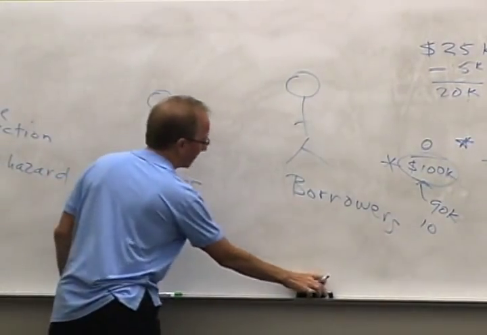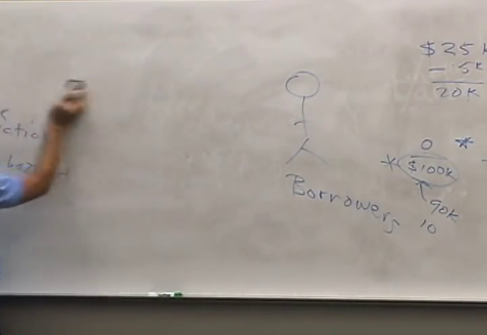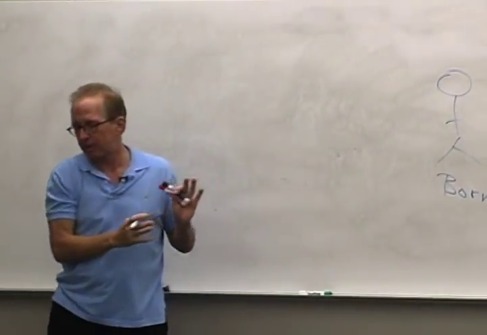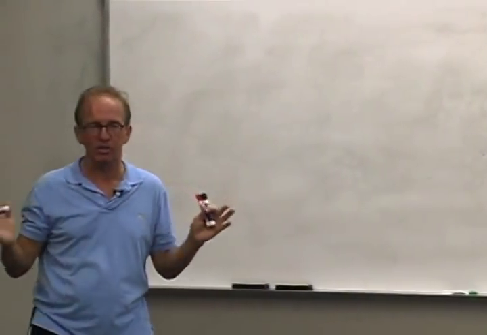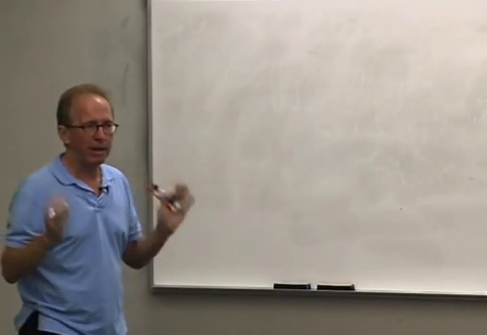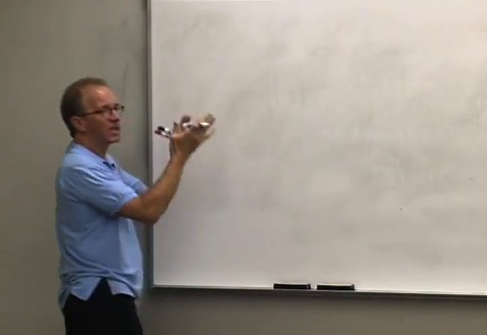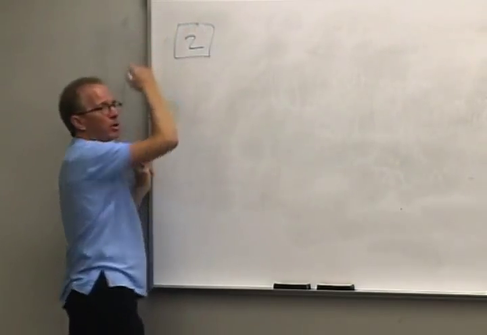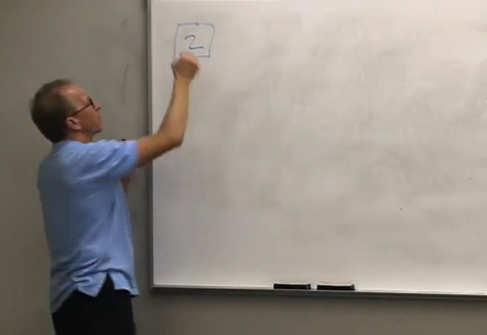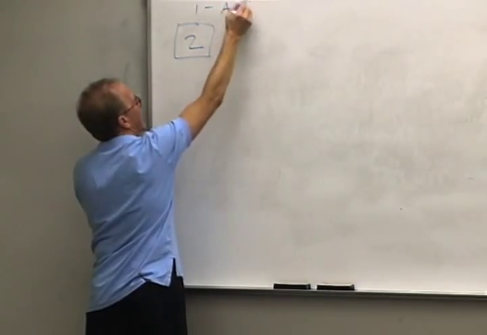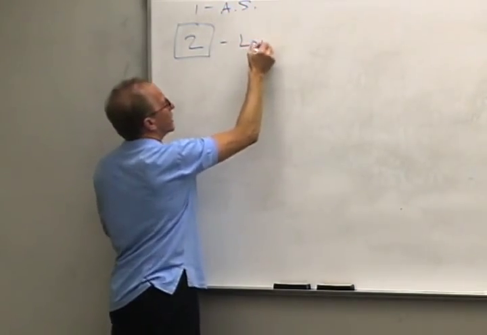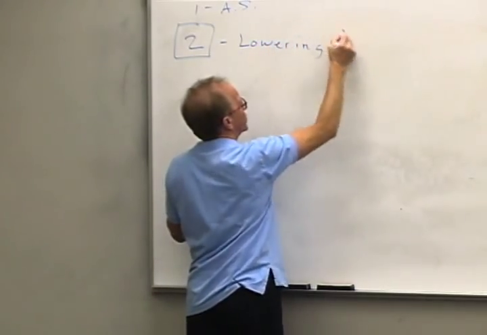I want to talk about very quickly 2 other things that banks do. Remember, even though we've been talking about asymmetric information, our bigger topic is this. We want to know, why do banks exist? And in addition to dealing with adverse selection, let's say here's reason number 2 that banks exist. The first one was adverse selection, AS. And the second one is lowering transaction cost.